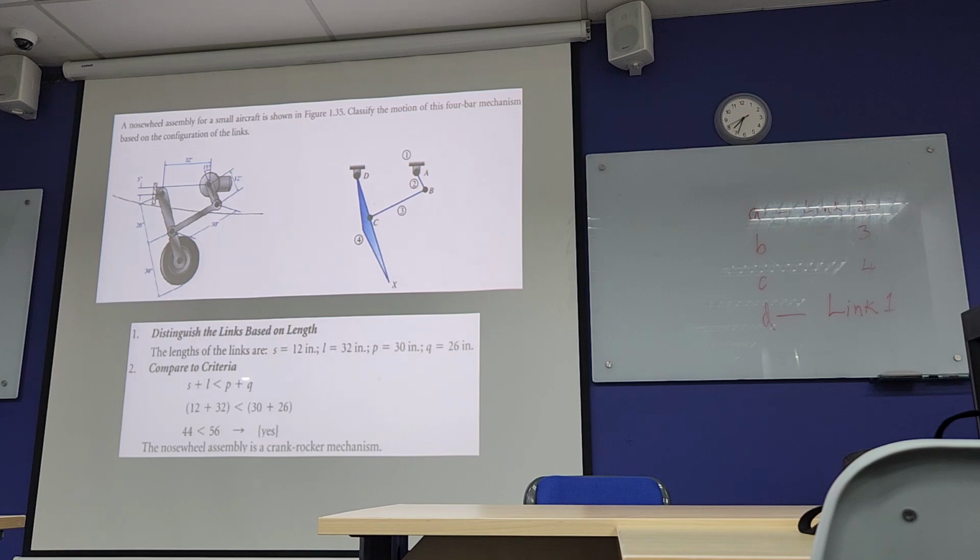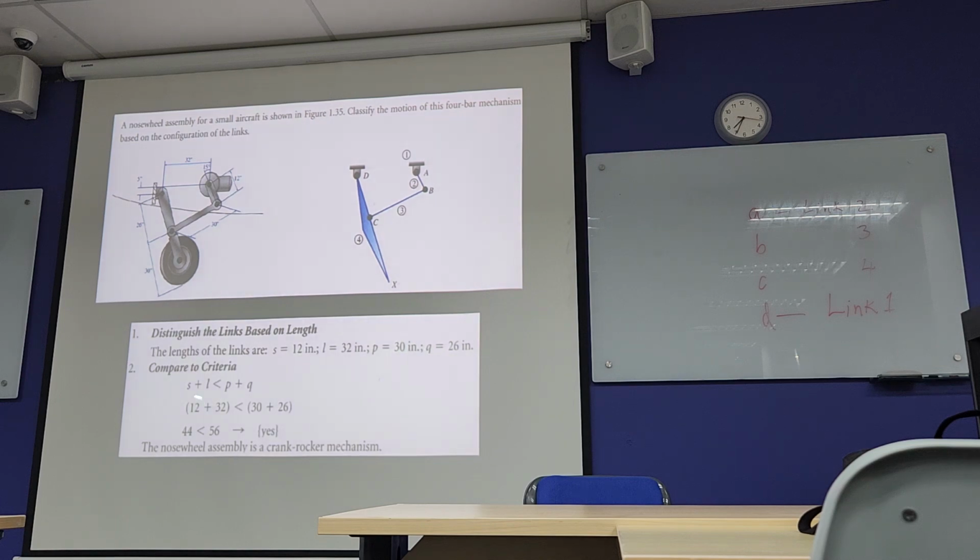Now for this we can find out the shortest length; the dimensions are given here. The shortest length is 12 inch, you can see 12 inch. Then the longest one is 32. Where is 32? This is the ground length, 32. Then the two remaining links are, one is 30, the other one is 26. So P and Q will be 30 and 26.